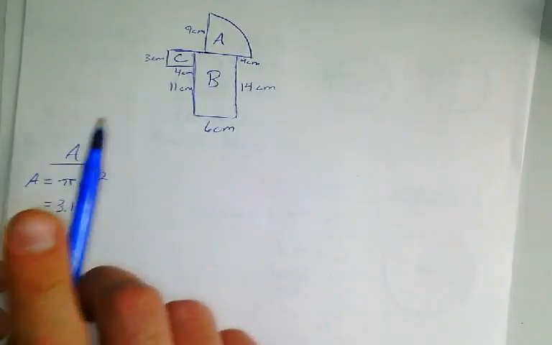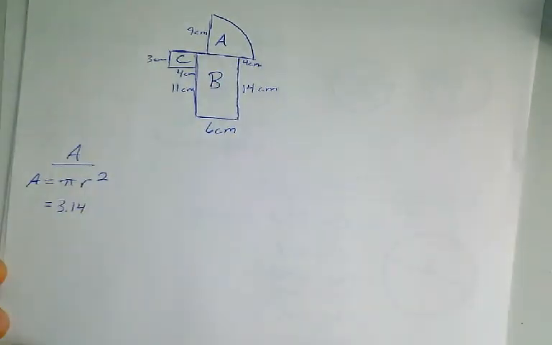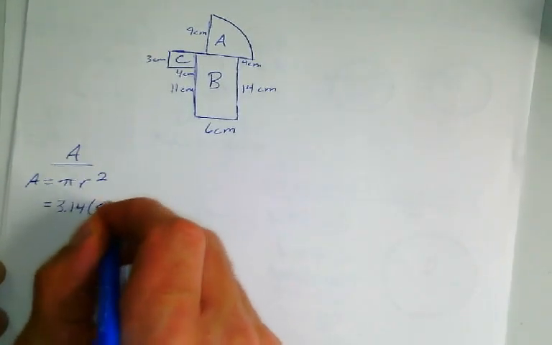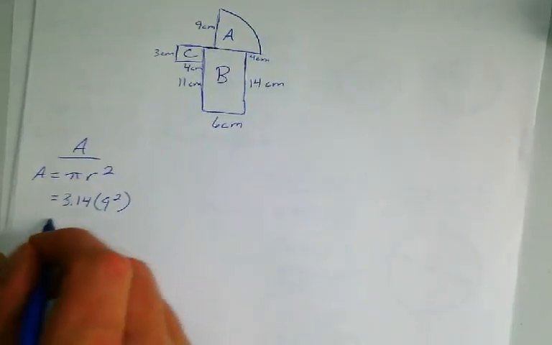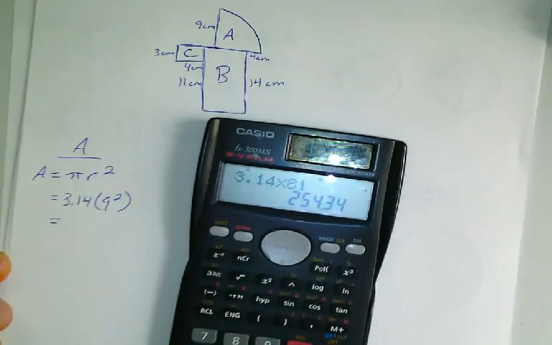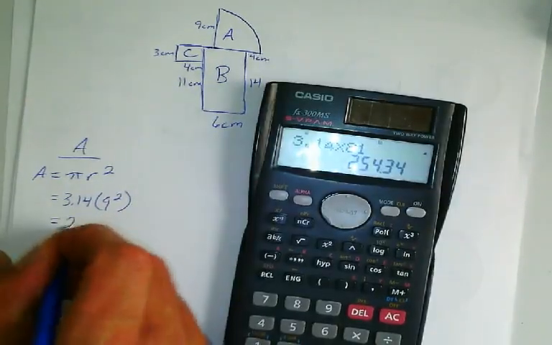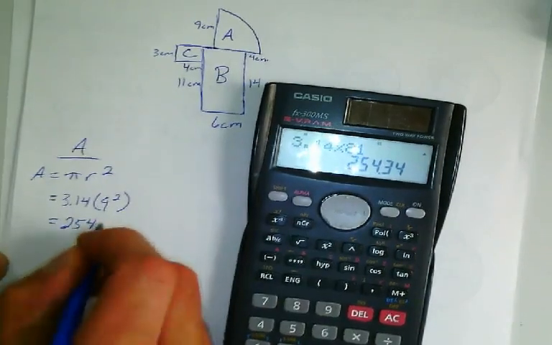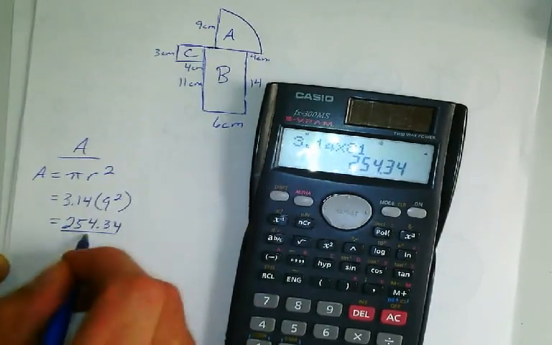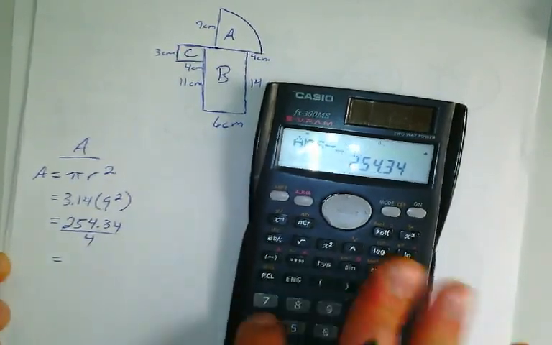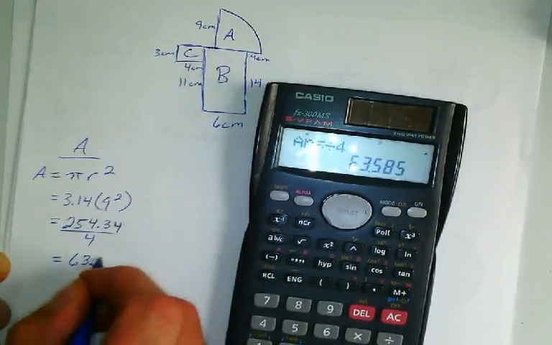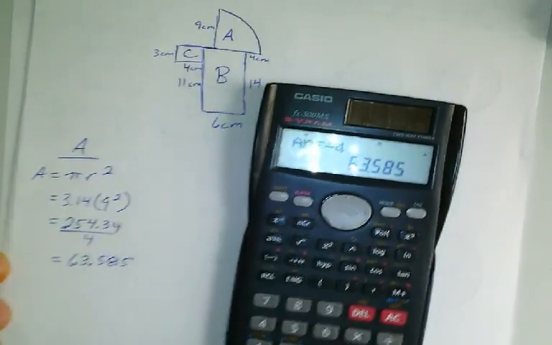This is the tricky part, knowing which measurement to use. It's going to take some practice, so don't get frustrated. So 3.14 times 9 squared, which is 81. 3.14 times 81 gives me 254.34. Now I'm not done because it's a quarter circle. You need to be careful of this. I need to divide by 4, and that gives me an area of 63.585. So that's the area of the quarter circle.